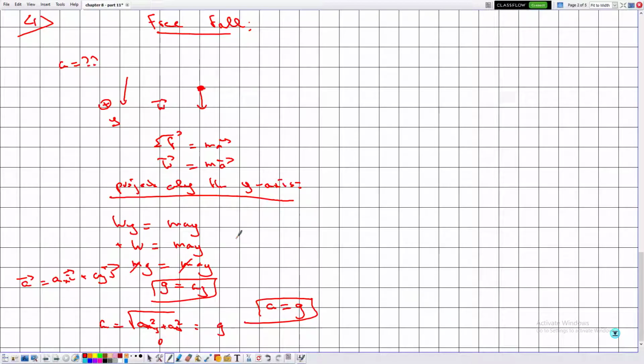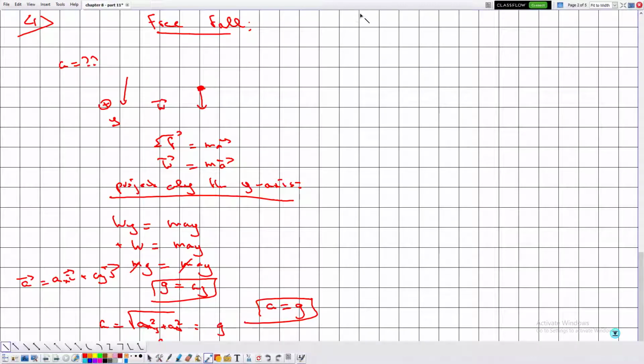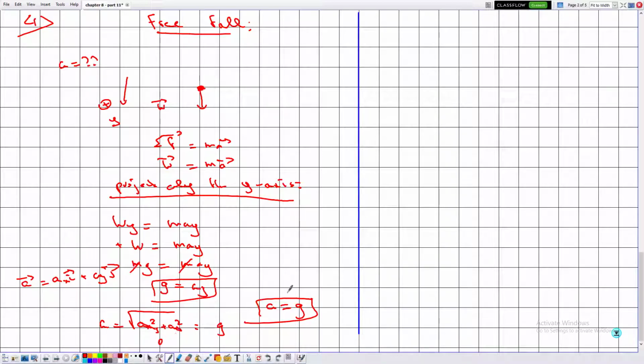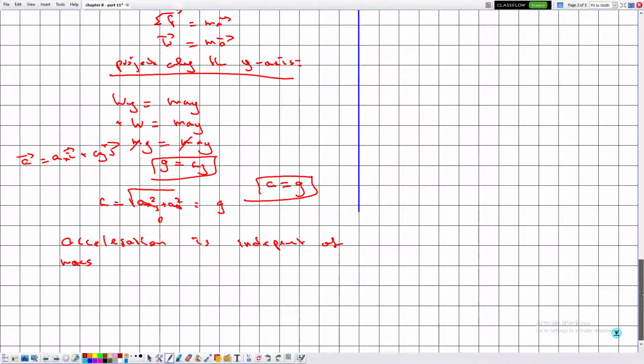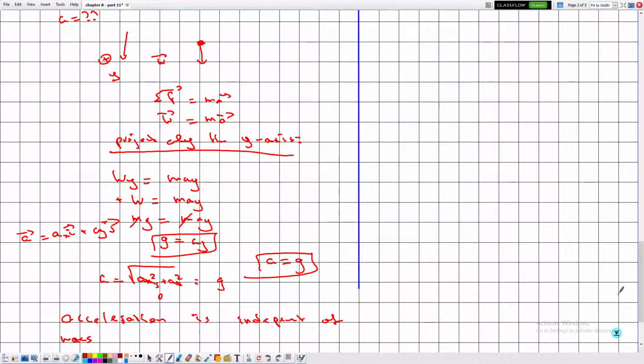Now I wanted to compare this case with the following case. And here I wanted to mention the following important remark, that the acceleration is independent of mass. So any free falling body will be accelerating under acceleration given by 10 meters per second squared. So each second the speed will increase by 10 meters per second.